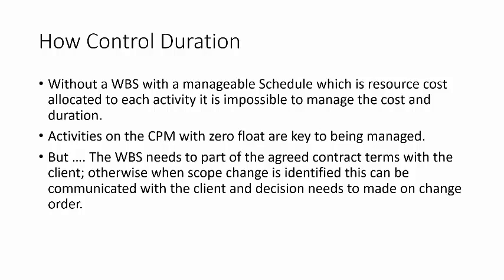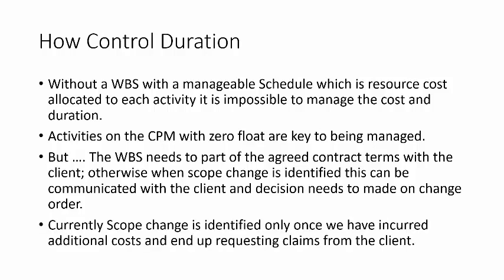Once we do this, the WBS should be agreed with the client, because at the end of the day, the trick is to identify scope change and work on a change order as soon as possible. Otherwise, we're going to end up having claims. And as I mentioned, currently scope change is identified only once we have incurred additional costs. We're not being proactive in scope change. I think we end up doing it reactively, which is affecting the project.